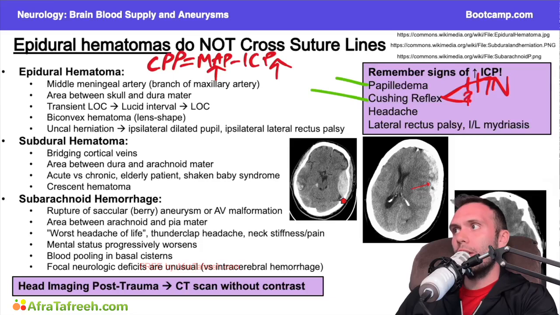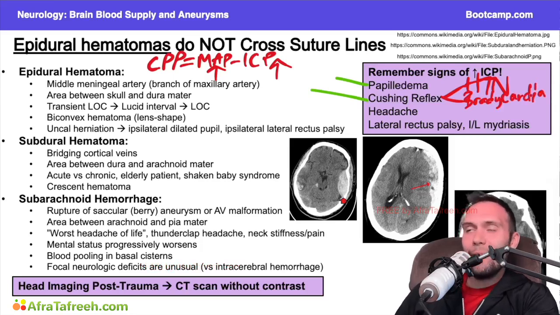The hypertension may cause these patients to have a reflex bradycardia. Okay, potentially. Now, this is how I remember it. I'm not telling you that this is the complete physiology behind the Cushing reflex. This is just how I go about remembering this thing. Okay, so you might have some bradycardia.